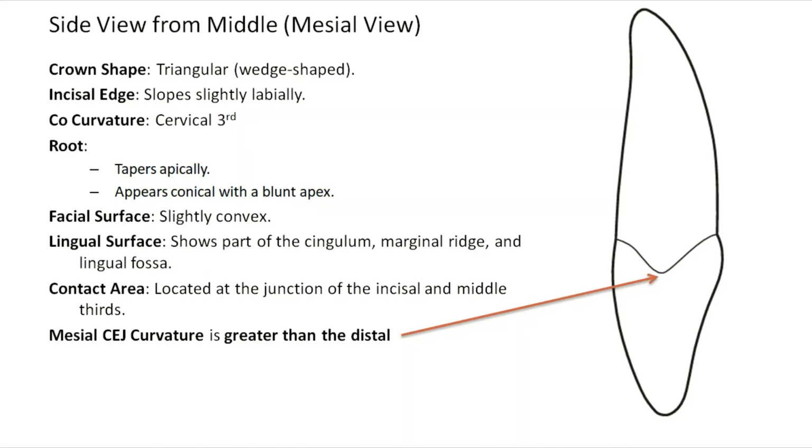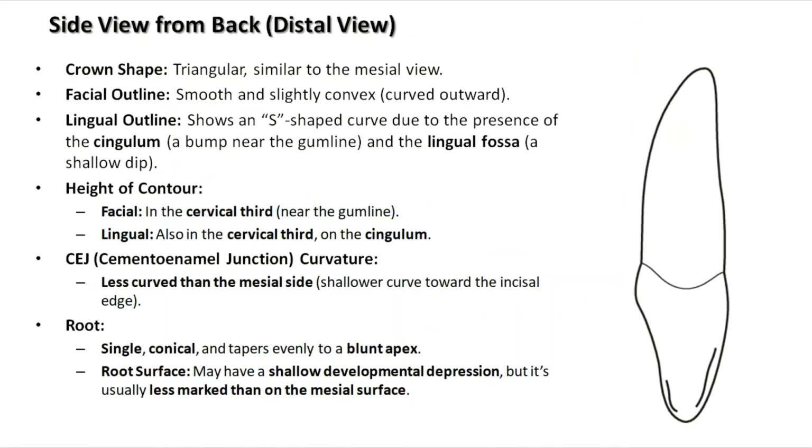When we see the distal view, the crown shape is again triangular. The facial outline is curved. The lingual outline shows an S-shaped curvature. The height of contour on the facial is in the cervical third near the gum line. The lingual is also in the cervical third on the cingulum. The cemento-enamel junction curvature is less than the mesial side. It is shallow, curved toward the incisal edge. The root is also a single conical root and tapers to a blunt apex. The root surface may have a shallow developmental depression but is usually less marked on the mesial side.